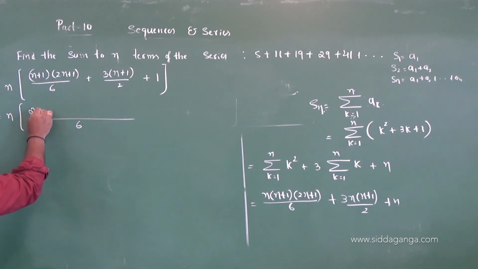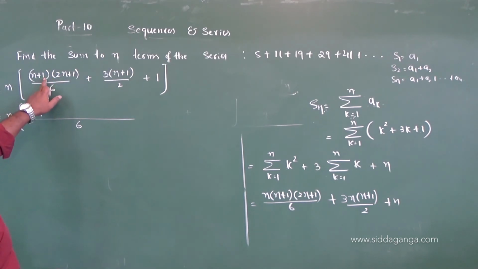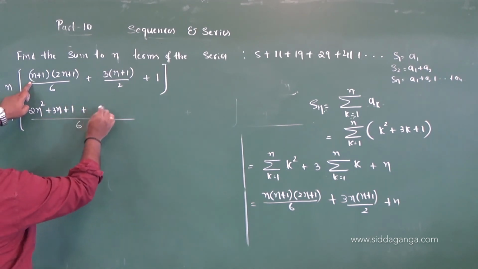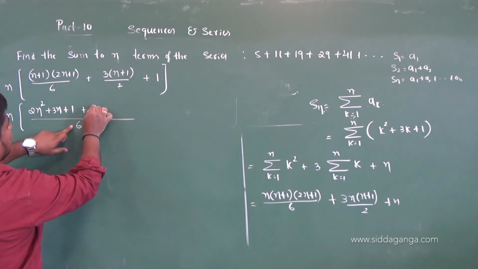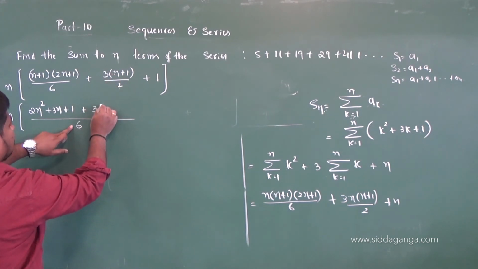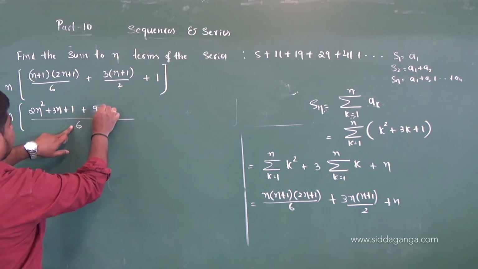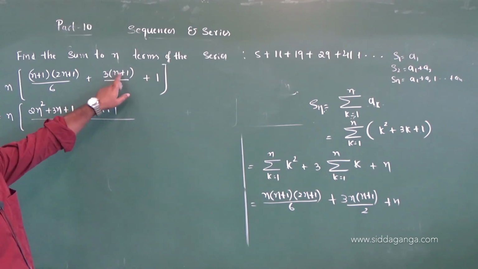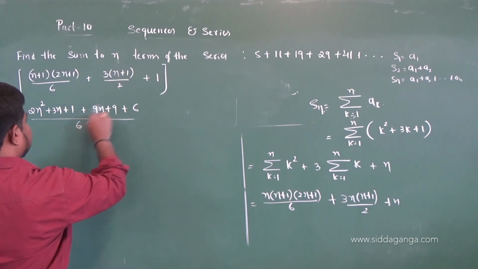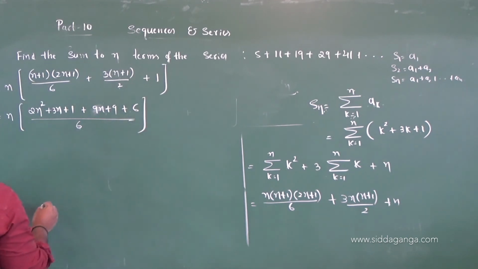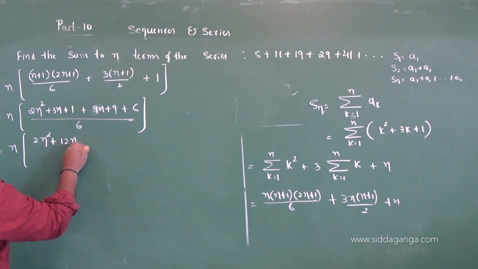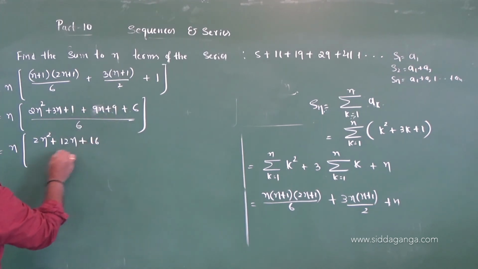You get what? 2n square, 2n into 1, 1 into n. So, you get 3n plus 1, right? Here, 3 into this. So, you get 3 into, 3 threes are 9, no? So, 9n plus 9, right? Hope you got this. 3 into this: 9n plus 9 plus 6, okay? You get n into 2n square plus 3n plus 9n, you get 12n plus 16 by 6.